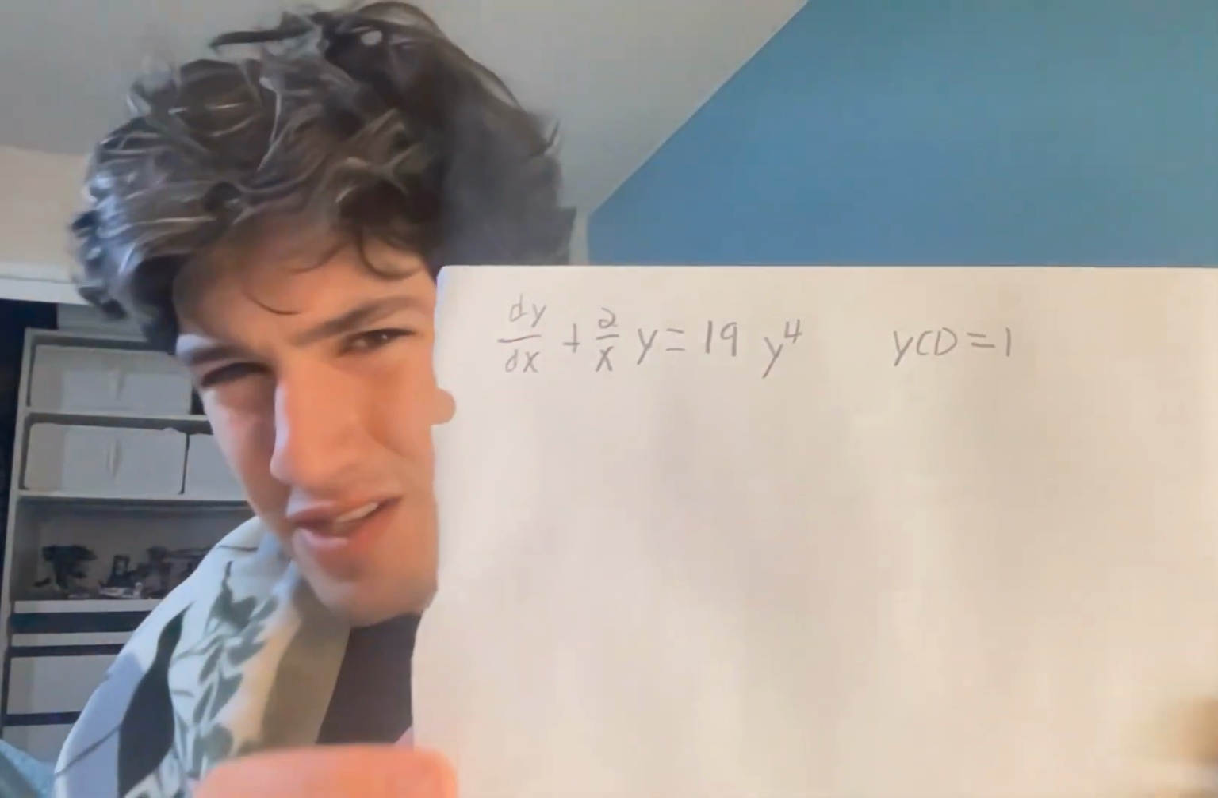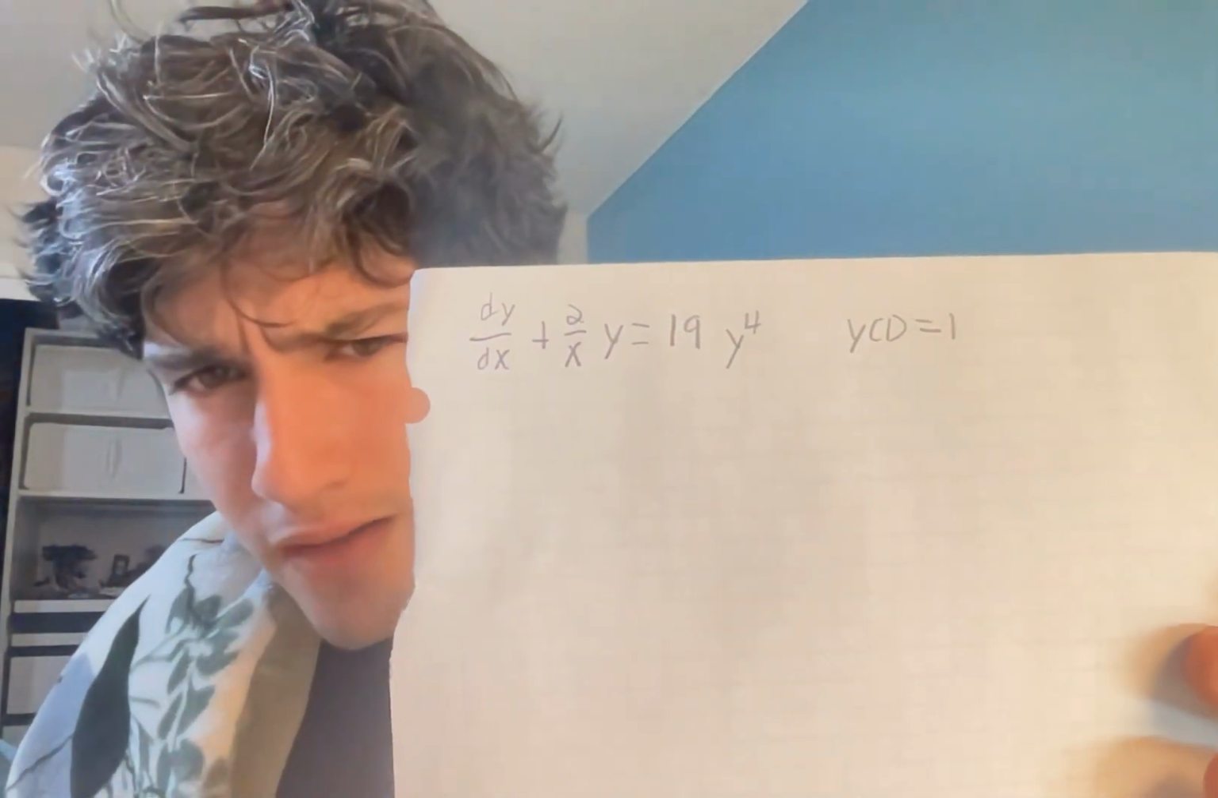Hello and welcome. So today we have the following differential equation to try to solve: dy/dx plus 2 over x times y is equal to 19y to the fourth. To solve this, first off is recognizing that this is a Bernoulli equation.